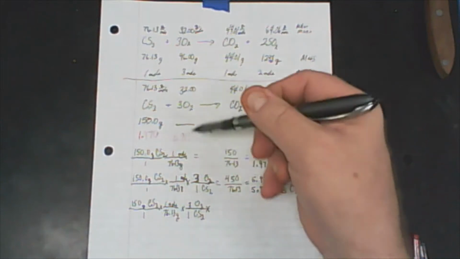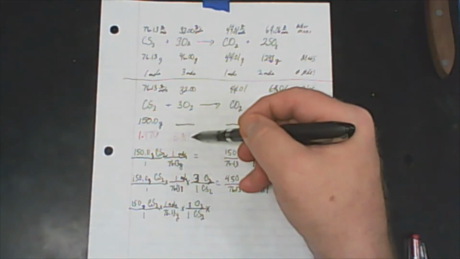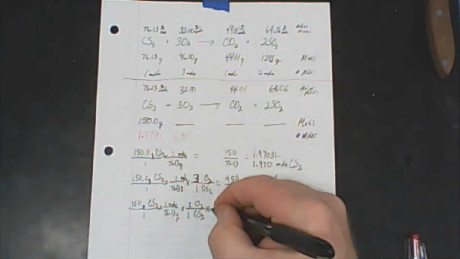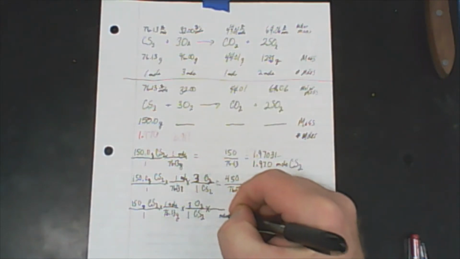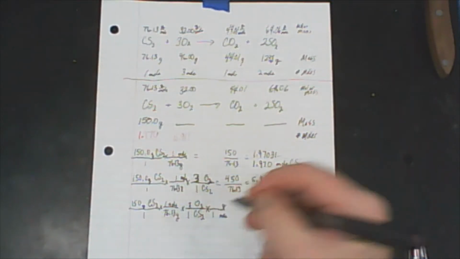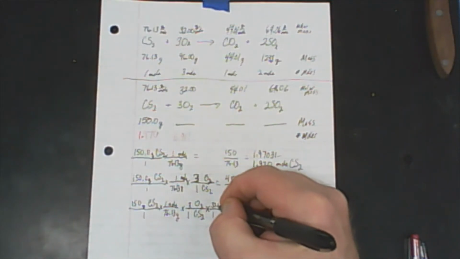So the last step is we're going from the number of moles of oxygen to the mass of oxygen. So I want to put moles on the bottom to get rid of them. I want to put grams on top because that's what I want. 1 mole of oxygen has a mass of 32 grams.